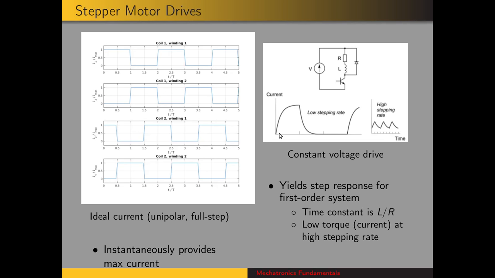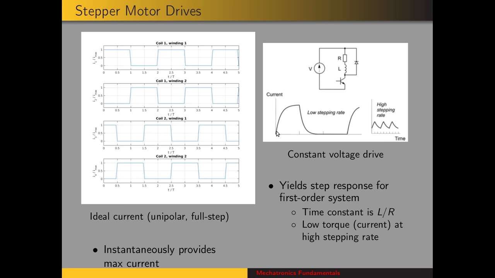You see here a simplified model of what will happen with the current as a function of time. Instead of a perfect stair wave or square wave, we're going to have a current that follows the step response for a first order system. And the time constant for that system is L over R. So it takes a few time constants for the current to reach the maximum value.